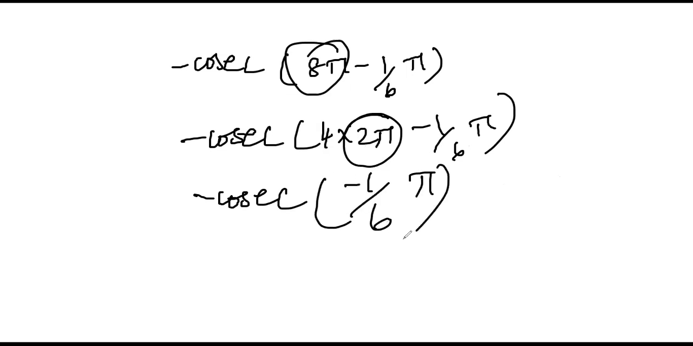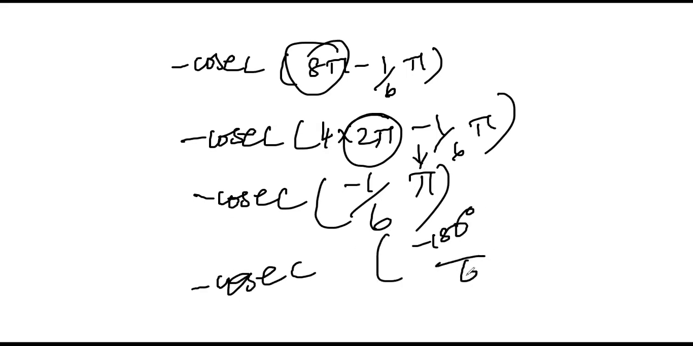Clear? That is why I have converted that 7 in terms of even, just to make this cancellation. Because 2 pi means it's a complete rotation, isn't it? So it's minus 1 by 6 pi. Substitute the value of pi here, which is 180. So it's minus cosecant of minus 180 degree by 6, which will give you minus cosecant of minus 30.